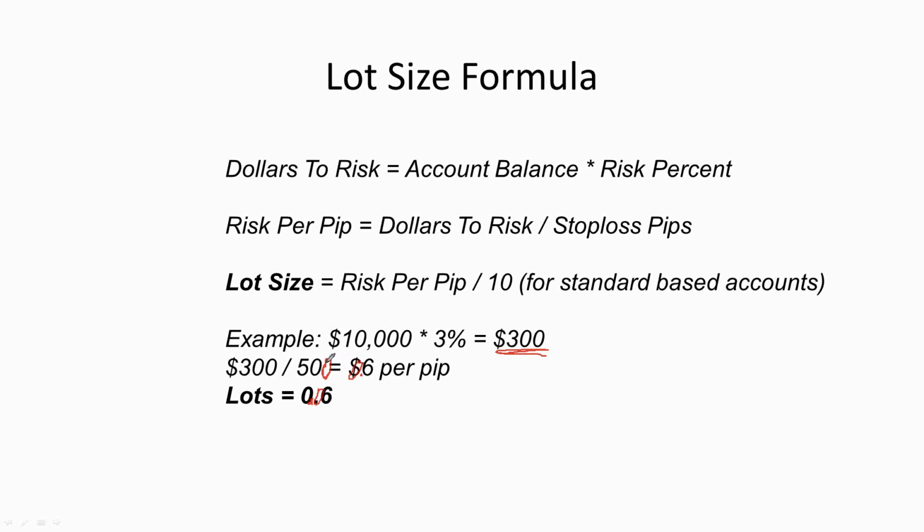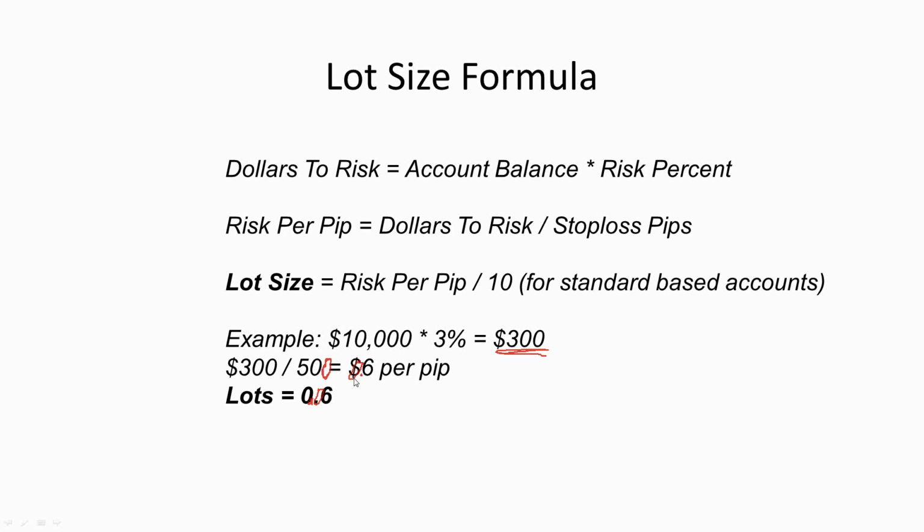It didn't matter how big my stop is. I just had to make some adjustments here. Obviously I'm not going to trade 0.6, because then I'm risking 10 times as much as I should have, and that would be a big problem. But I'm going to move everything over. I'm going to do the math again and figure out how many lots it is. As long as I follow this formula, I'm not going to have any problem with the big stop loss.